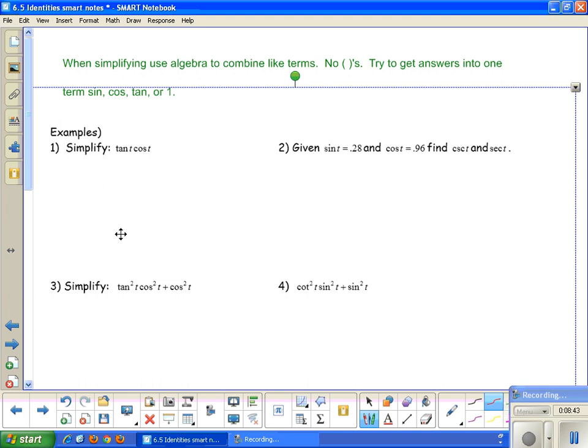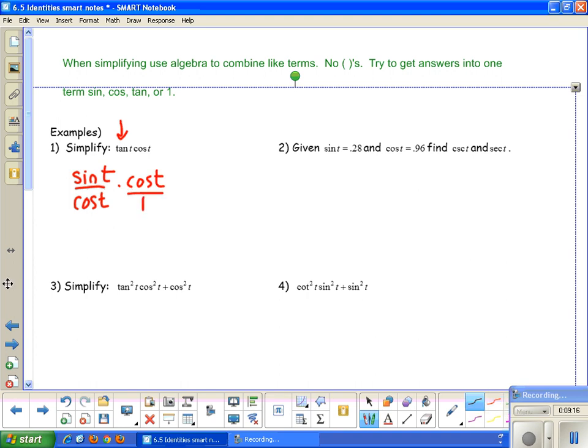Now for the first one, if we're simplifying this, that means that we want to use those identities that we've learned. So in order to do that, I know that cosine doesn't really change into anything except for 1 over the secant, and that's not going to help me out very much. So what I could do to simplify this is change my tangent using my quotient identity. Tangent is the sine of t over the cosine of t, and that's being multiplied by the cosine of t. And if you want to put that over 1 to help you out, that's fine.